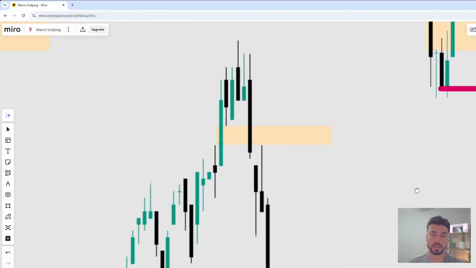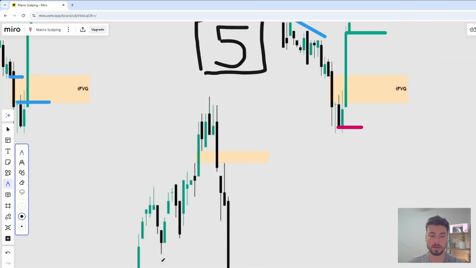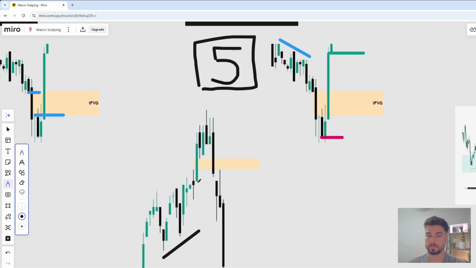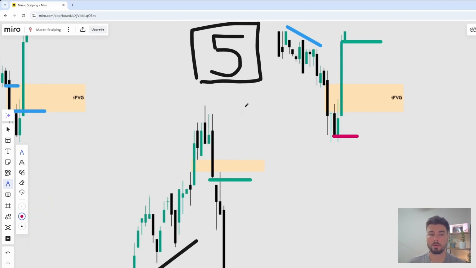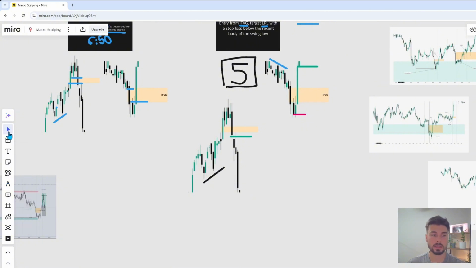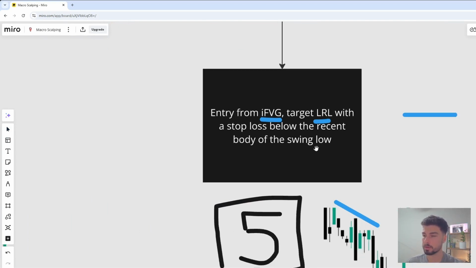Now, in this bearish example, we can do the same thing. So if I just zoom out here, we can mark out the trend line liquidity. That's down here. We can mark out the inverse. So the entry, if I make that in green, the entry is right here. Where do you think the stop loss is going to go? Before I even mark it on the chart, we talked about the stop loss needing to be below the recent body of the swing low, or the recent body of the swing high. The recent body of the swing high.